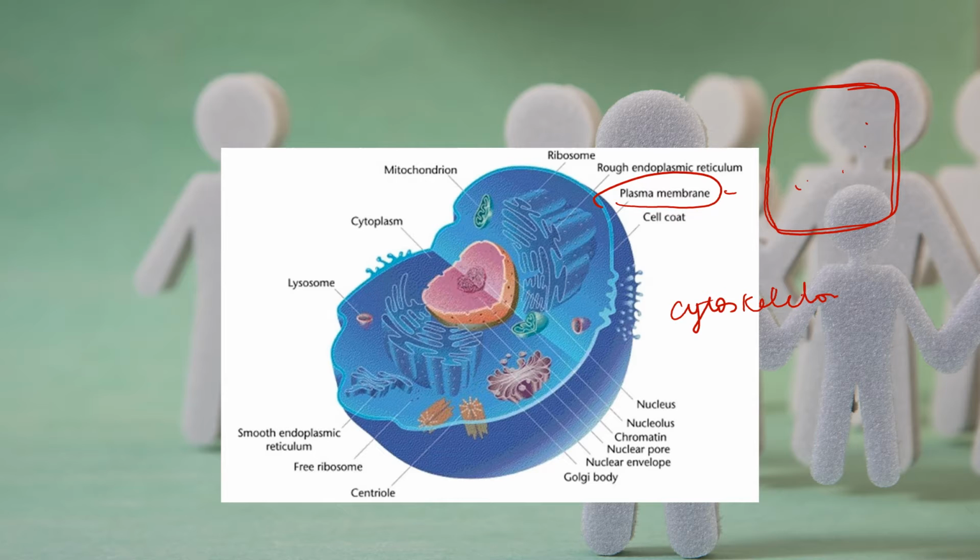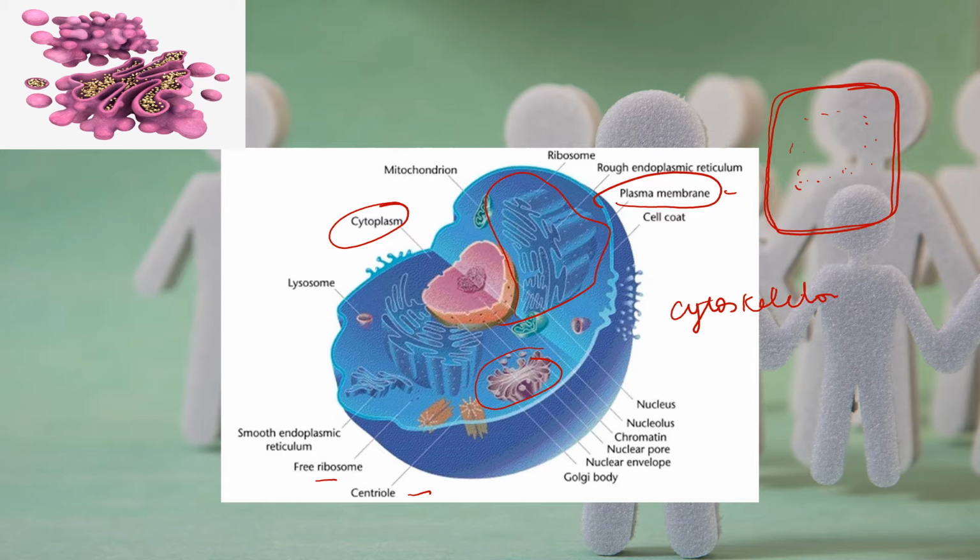Then inside that you have cytoplasm, which is a jelly-like substance. Inside this cytoplasm there will be so many organelles which are floating, like your endoplasmic reticulum, mitochondria, your ribosome, centriole, and so many organelles. And let's see about each one of them. The first is endoplasmic reticulum.